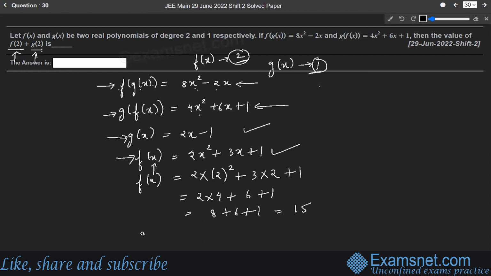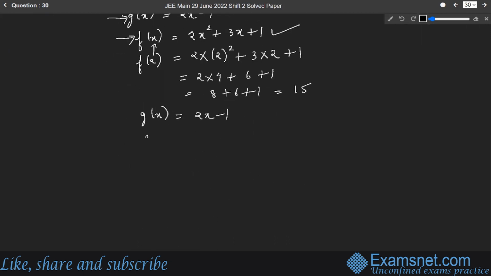Similarly, let us calculate g of 2. g of x is 2x minus 1. We have to find the value of g of 2. It means that in the place of x, we have to put 2. So 2 into x means 2 into 2 minus 1. 2 into 2 is 4, 4 minus 1 is 3. So the value of g of 2 is 3 and the value of f of 2 is 15.